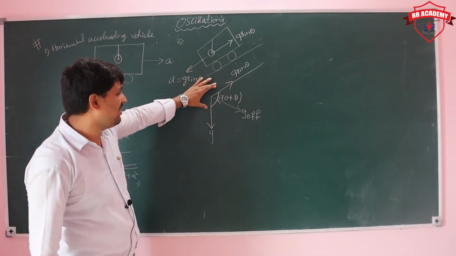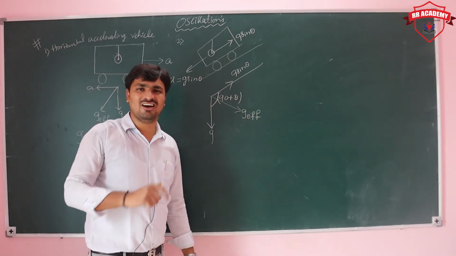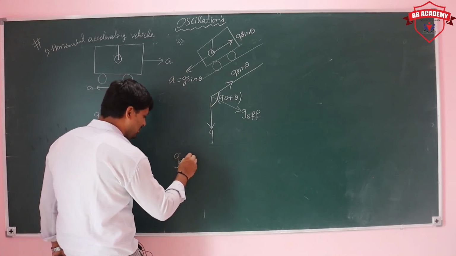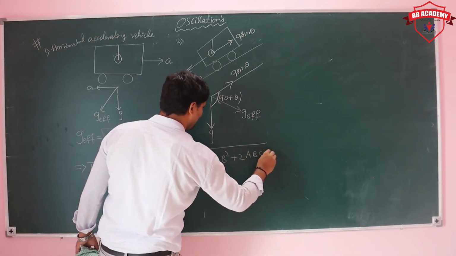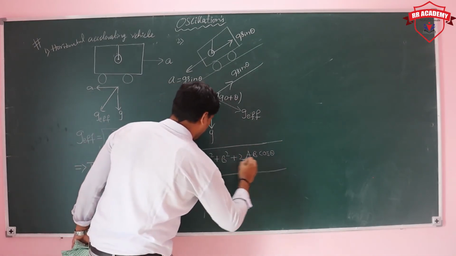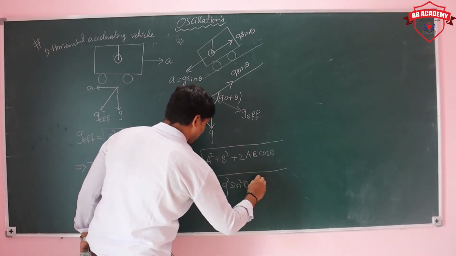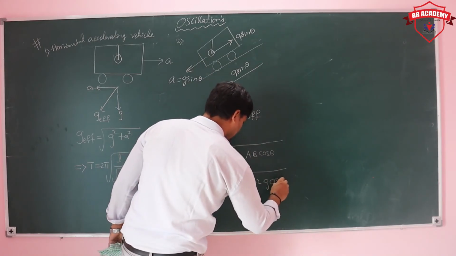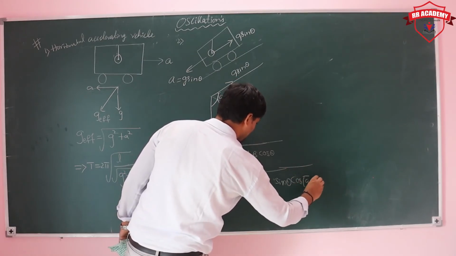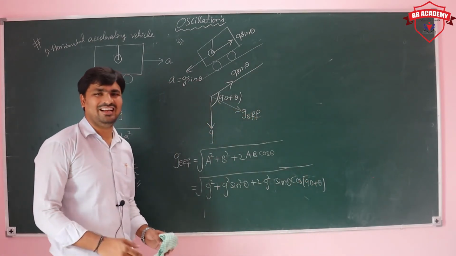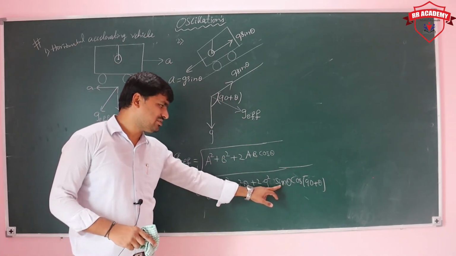Let's see here. These two vectors are making some angle, so we have to use the vector law of addition. The effective value of g is the square root of A square plus B square plus 2AB cos theta. Now see here, A is g, so A square is g square. B is g sin theta, so B square is g square sin square theta. Plus 2 into g into g sin theta, that is g square sin theta, into cos of 90 plus theta. What is the value of cos 90 plus theta? Minus sin theta. So minus sin times sin gives minus sin square.